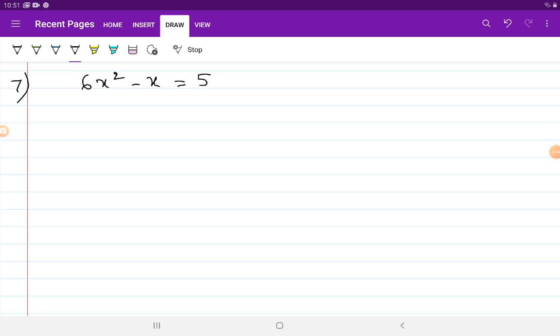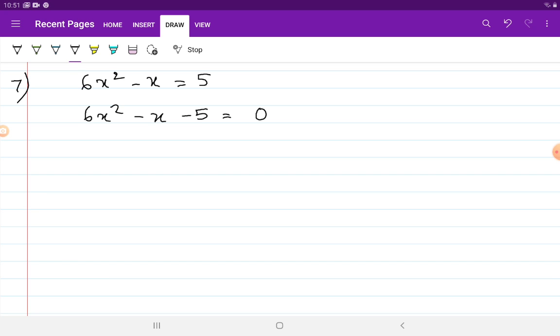The next question is 6x square minus x equal to 5. This is the 7th question. To get it in the general form, ax square plus bx plus c equal to 0, I'm just going to bring 5 to the left hand side. So it becomes minus 5 is equal to 0. This is because on the right hand side you are left with nothing, and nothing means 0 in maths.